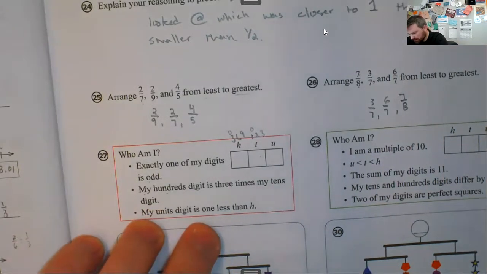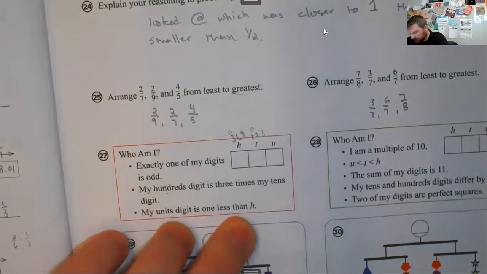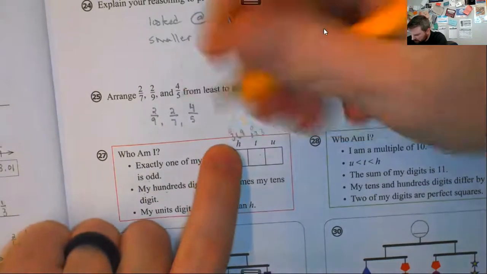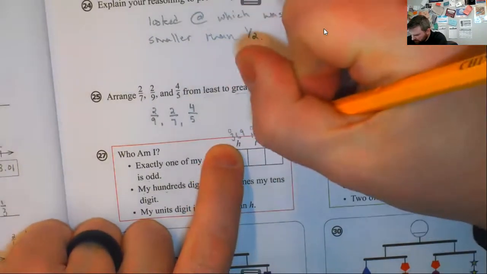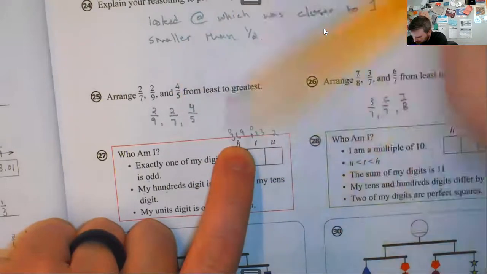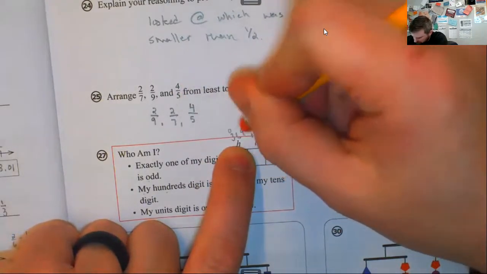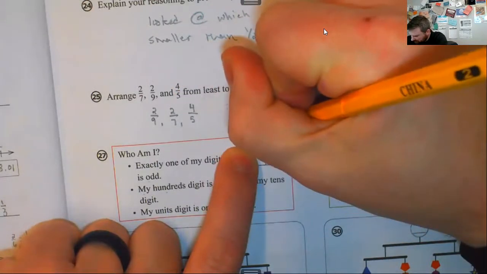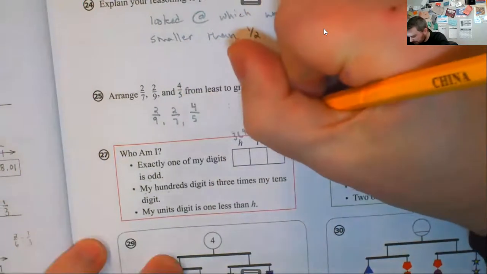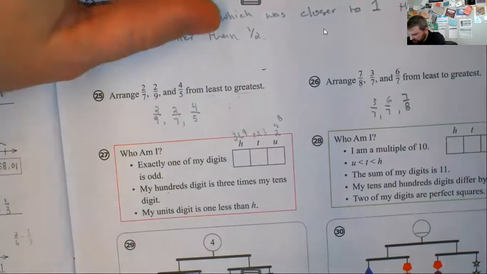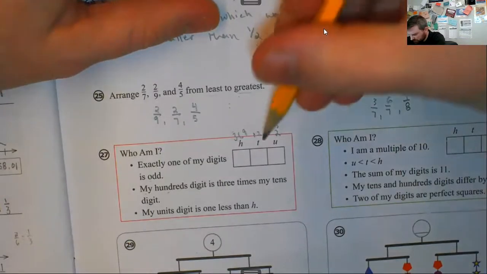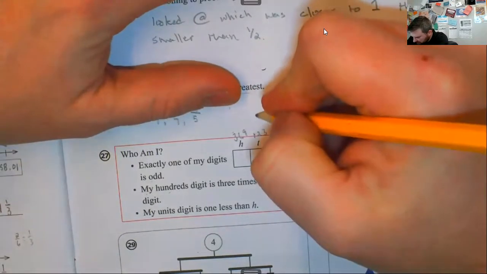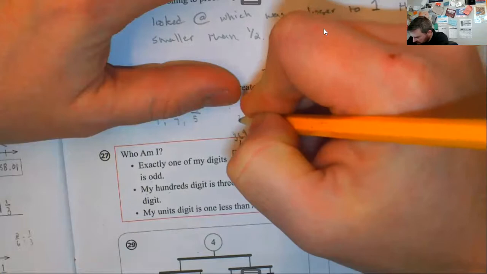My units digit is 1 less than H, the hundreds digit. So if this is 3, this is 2. If this is 0, I can't do that, so we're going to get rid of 0. If this is 6, this is 5. If this is 9, this is 8. Okay, so your options here, your numbers kind of go together. So you had 1, and then this was 3, and this was 2.